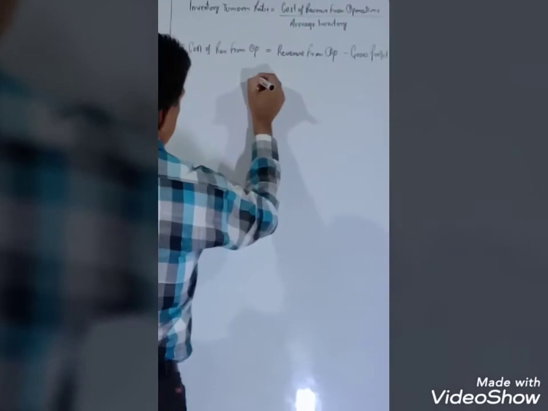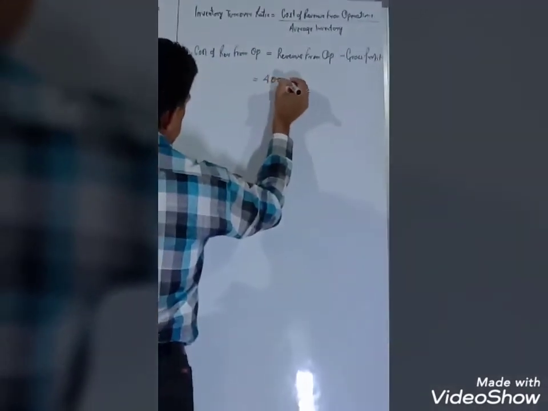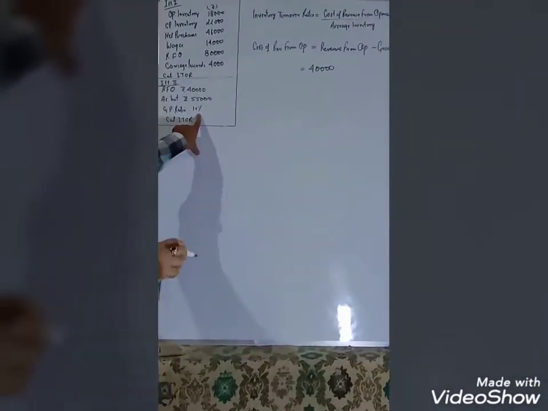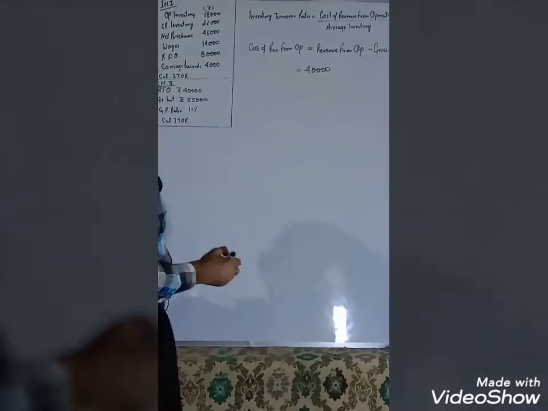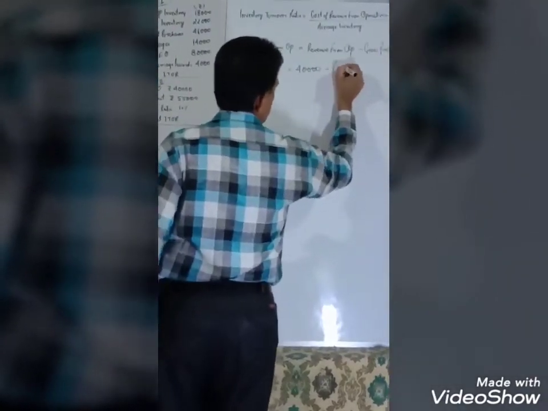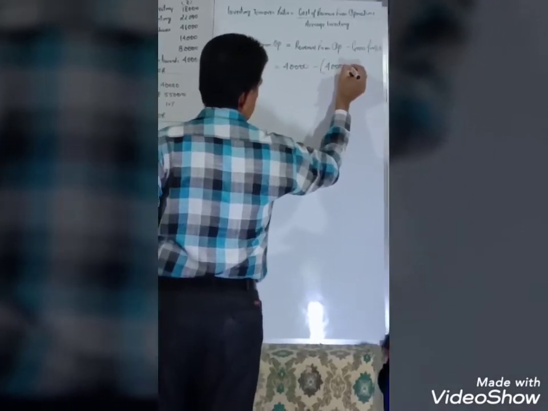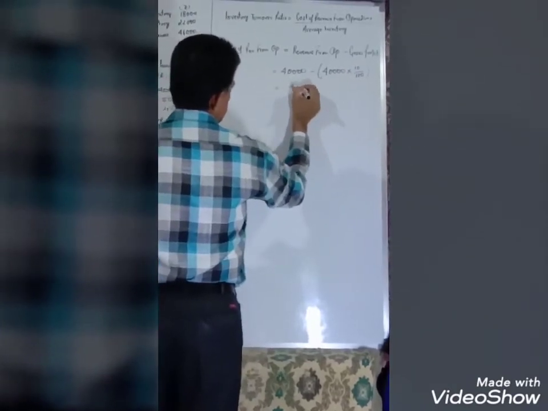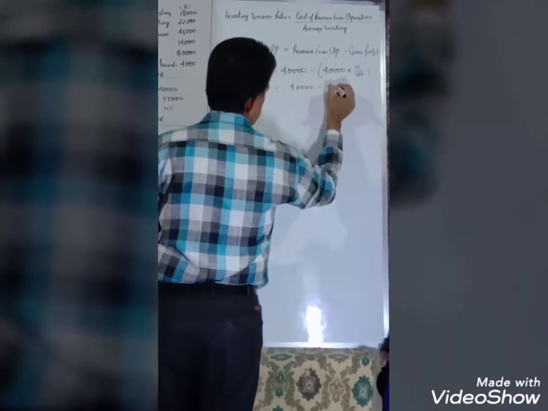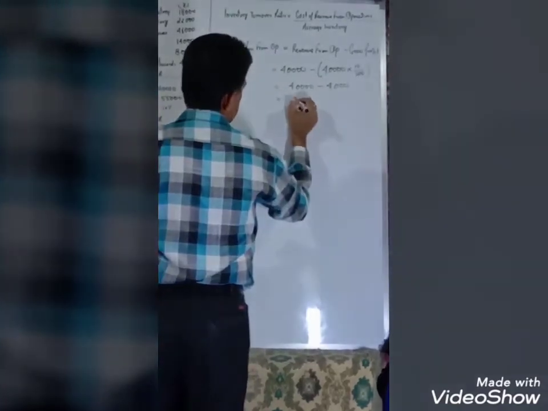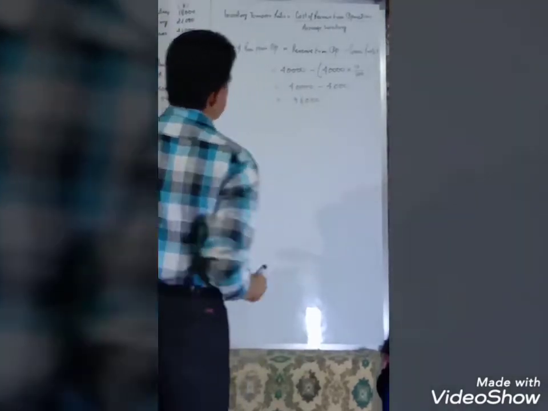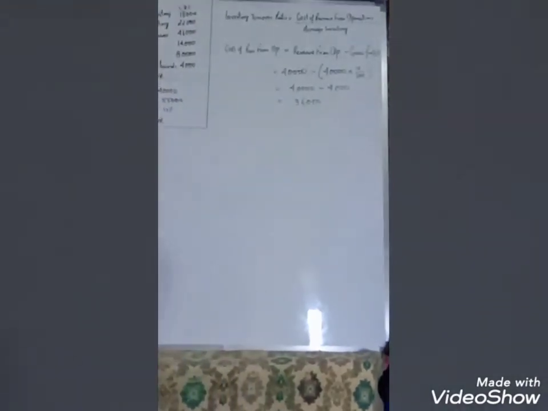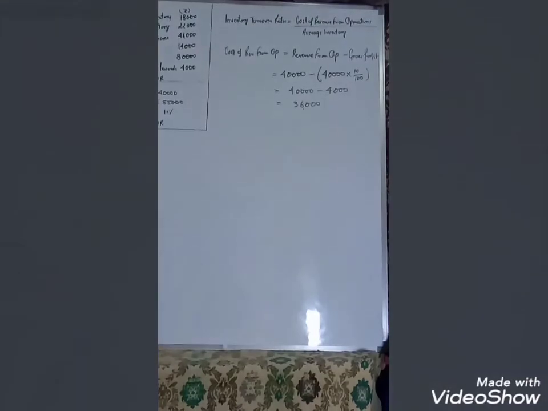Revenue from operations we are having rupees 40,000. Gross profit ratio is given 10%. This is 10% of revenue from operations. Minus 40,000 is revenue from operations into 10%. 40,000 minus 4,000 will become 36,000. Now we got the cost of revenue from operations rupees 36,000.